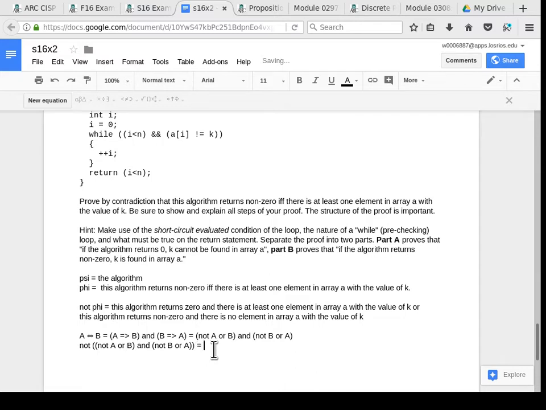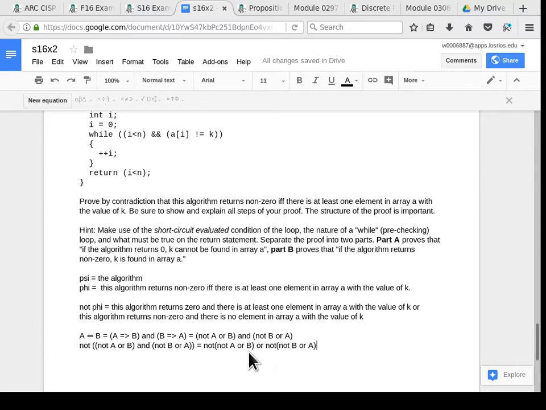All right. So what we do is we apply De Morgan's law to distribute this not into the conjunction first. So that means we have to negate the individual parts. So not A or B. And then we change the conjunction into disjunction. And then we have not B or A, like that.